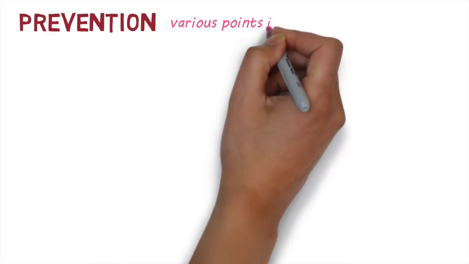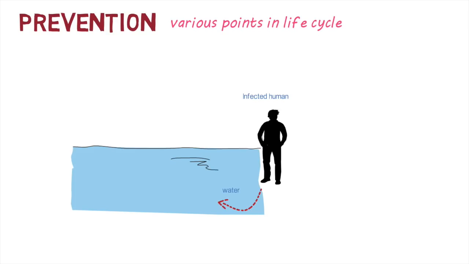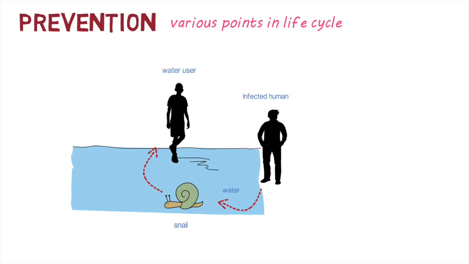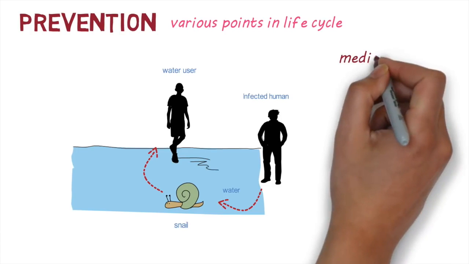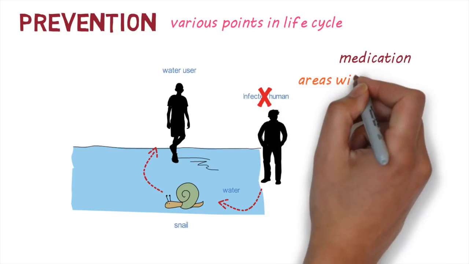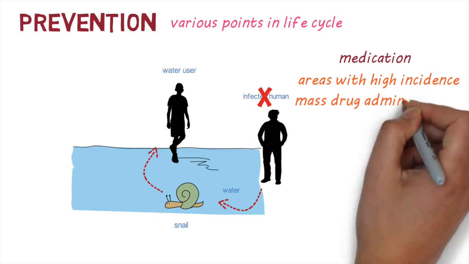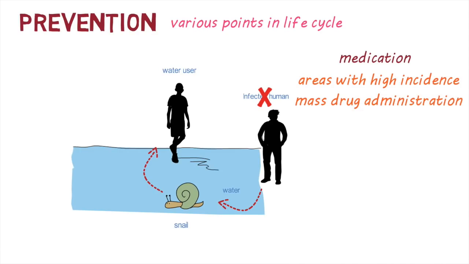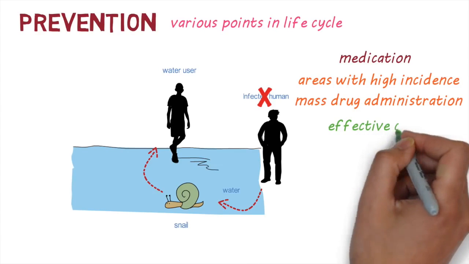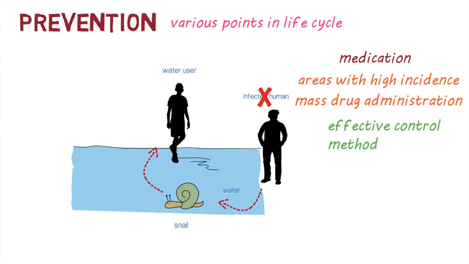So how do we prevent the disease? Preventing the disease can occur at various points in the worm's life cycle. Remember the life cycle? The spread of schistosomiasis needs an infected human who contaminates the water, a snail, and subsequent contact with another human who uses the contaminated water. The disease can be eliminated in humans using medication. In areas that have a lot of disease, entire communities or targeted at-risk groups can be treated with medication to reduce the incidence of disease. Large-scale drug treatment has been an effective way to control schistosomiasis.